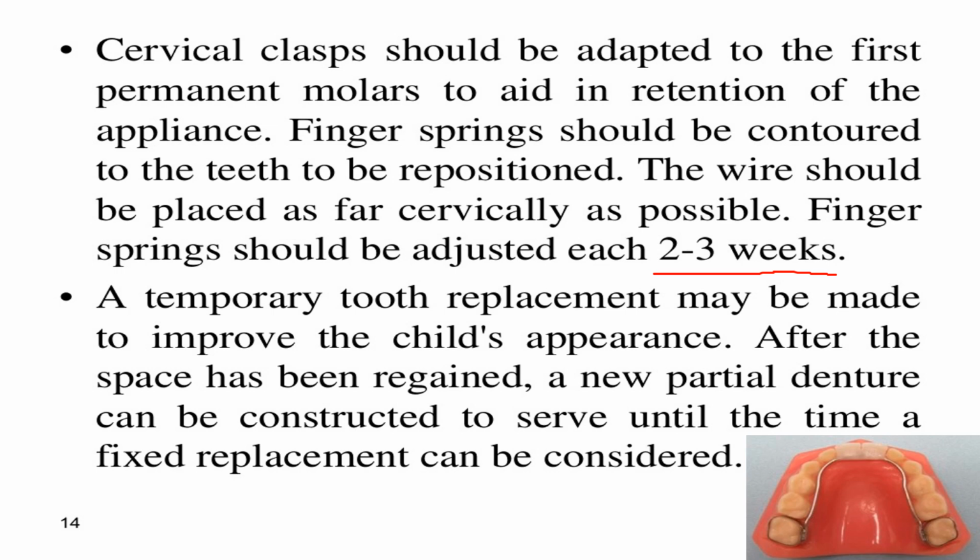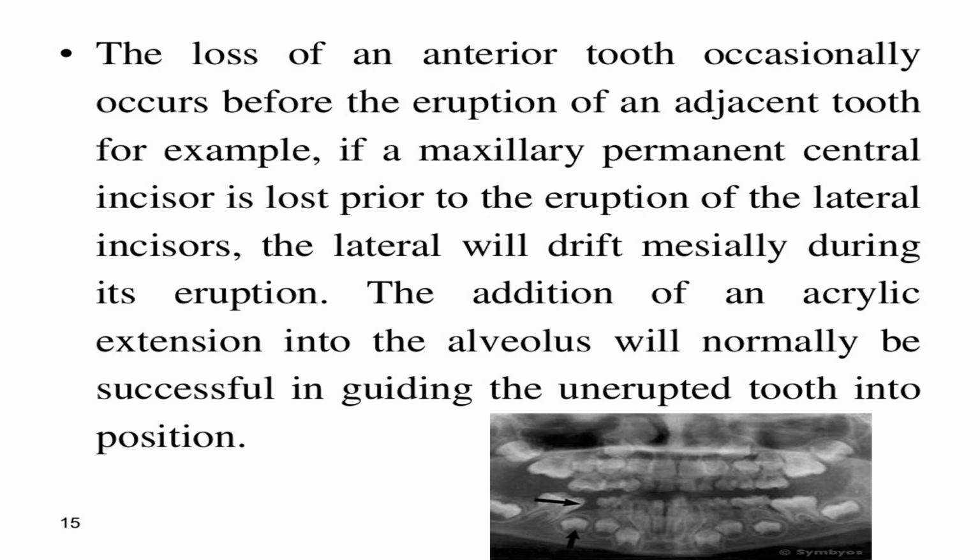The loss of an anterior tooth occasionally occurs before the eruption of an adjacent tooth. For example, if a maxillary permanent central incisor is lost prior to the eruption of the lateral incisors, the lateral will drift mesially during its eruption. The addition of an acrylic extension into the alveolus will normally be successful in guiding the unerupted tooth into position.